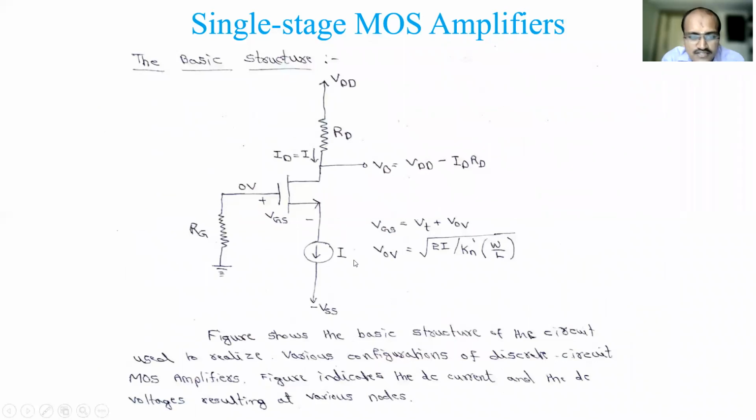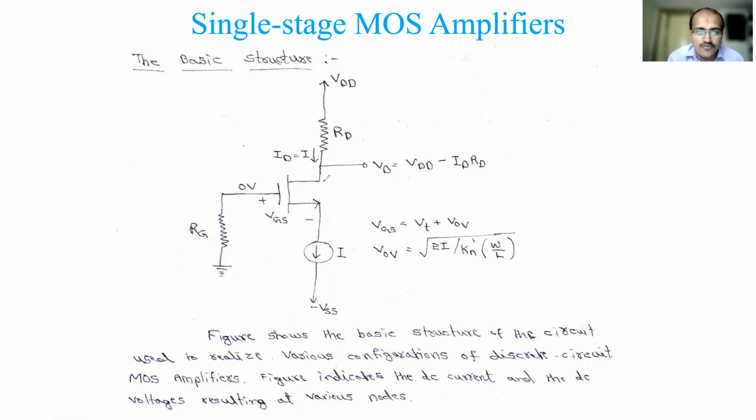This is the basic structure we will be following for all the coming MOS amplifiers. This is the base circuit, which we will modify a little bit to bring out new amplifier configurations. The figure shows the basic structure of the circuit used to realize various configurations of discrete circuit MOS amplifiers. This is just a reference circuit for us. The figure also indicates the DC currents and DC voltages at various nodes.